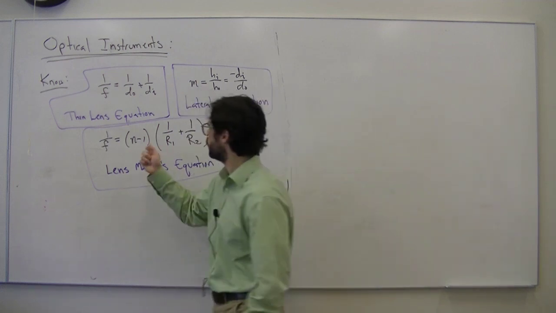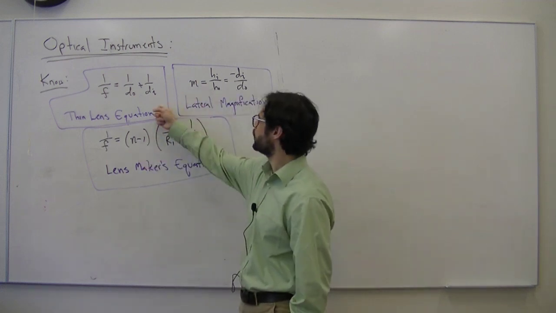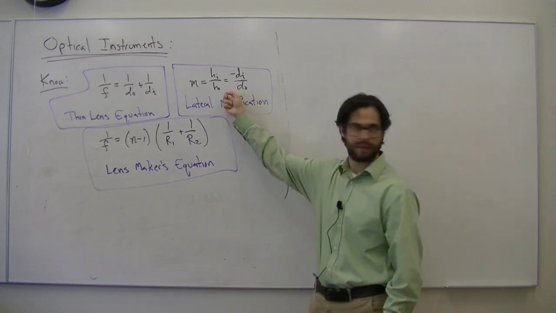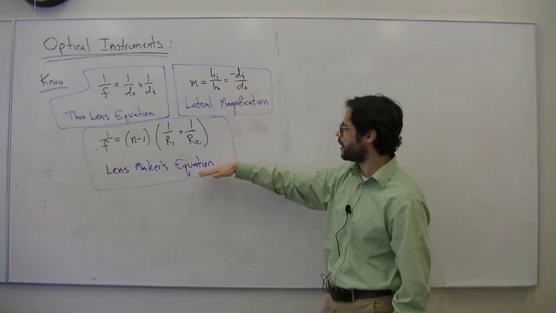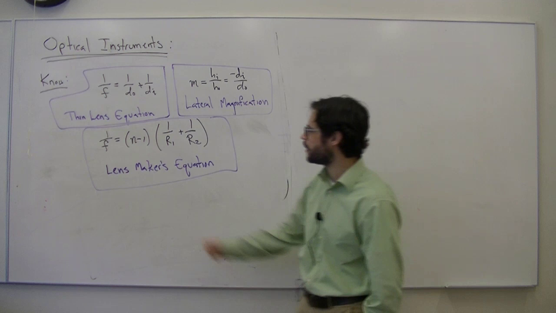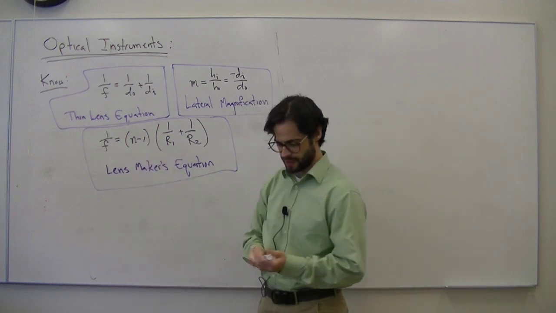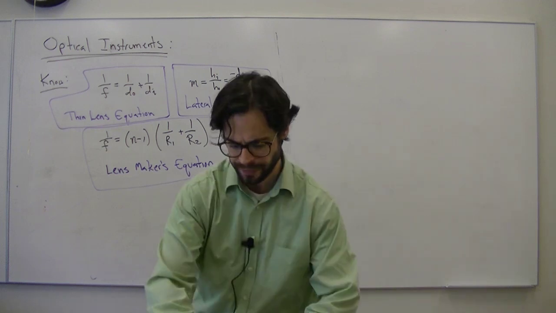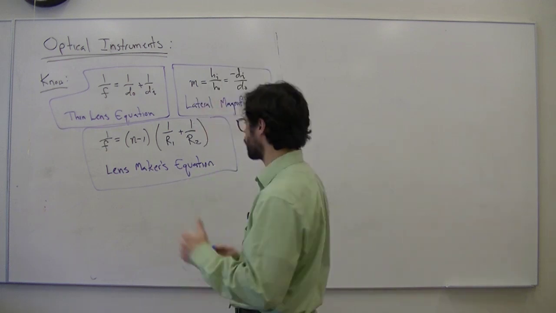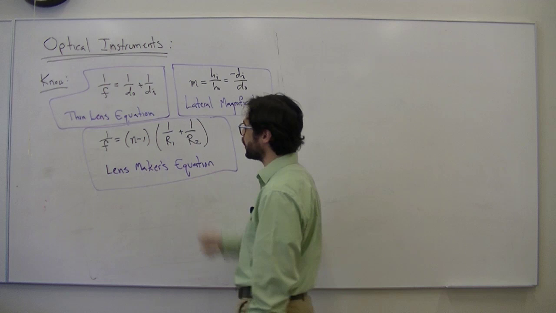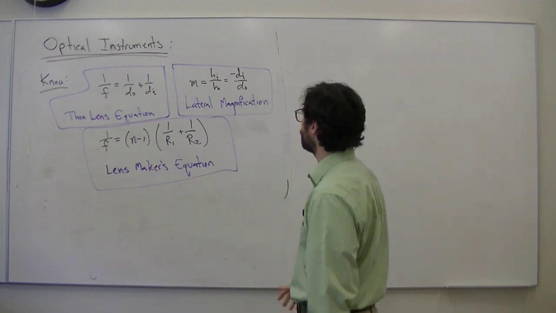Our base of knowledge is the thin lens equation with its lateral magnification equation, and then we have the lens maker's equation that would tell you how to actually make a lens with a particular focus. So this is the stuff we have at our disposal. And now what we want to do is see how successful we are at describing actual things. So what are optical instruments?